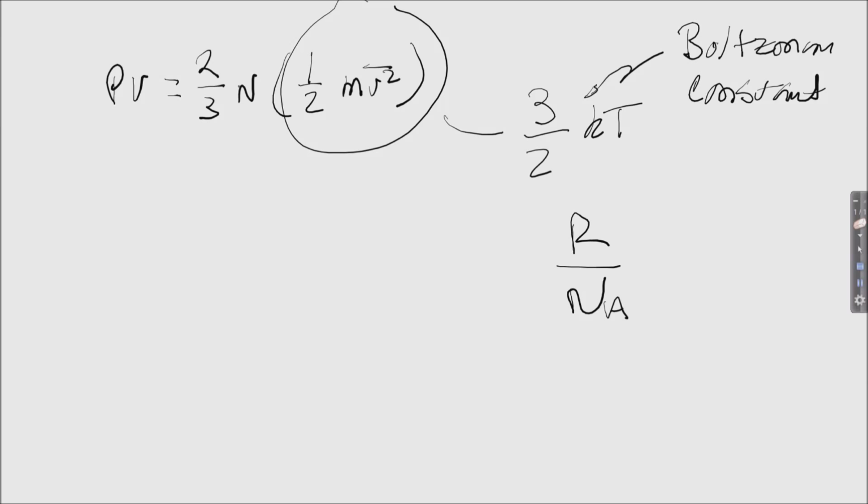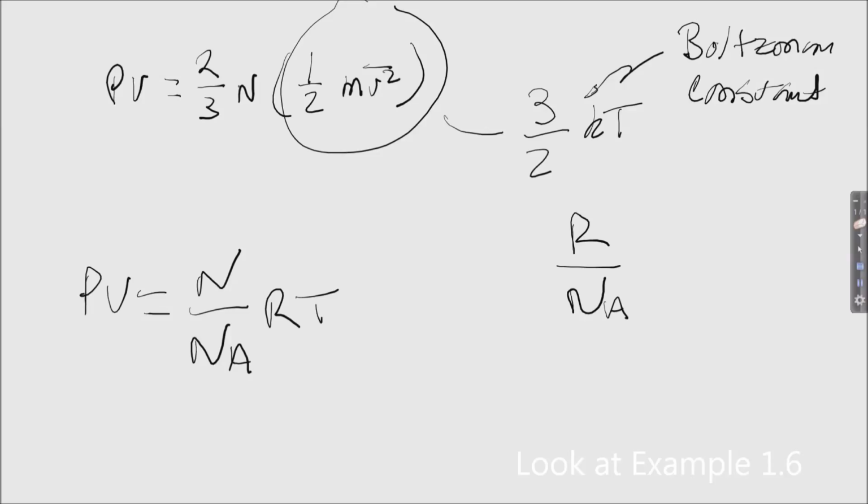Okay, so rearranging PV equals 2/3 N times 1/2 mv squared, which is the equation that we've been deriving now, we can then get to PV equals N over NA RT, aka the ideal gas law. So that's how we get from a molecule hitting the side of the box to the ideal gas law.